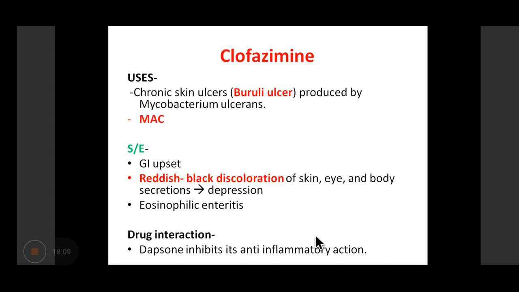Side effect of clofazimine is GI upset, and this is a very important thing, that is reddish black discoloration of skin. Now do not get confused with the reddish discoloration of secretions by rifampicin. Rifampicin can cause reddish discoloration of secretions, sweat and urine, while clofazimine is causing reddish black discoloration of secretions as well as skin and eyes. Because of this, the patients taking clofazimine for 6 months undergo depression, which is a severe thing because cosmetically it is not acceptable.